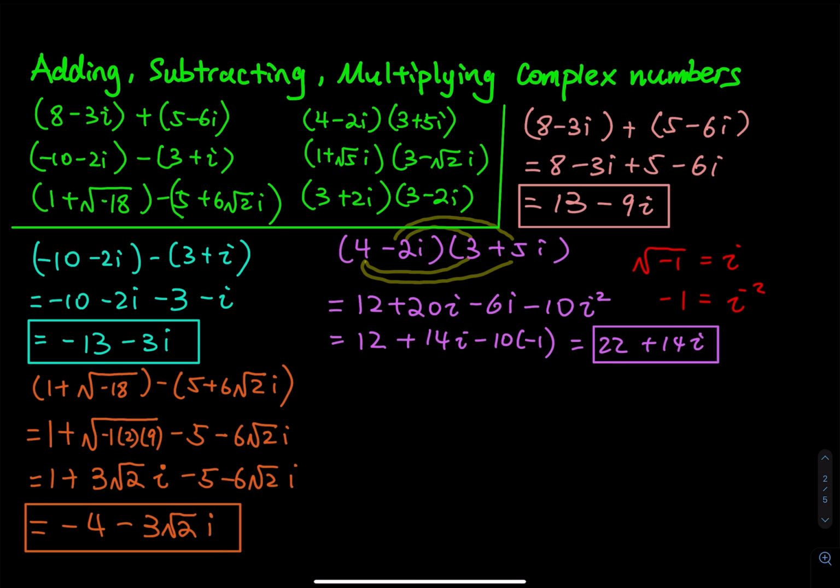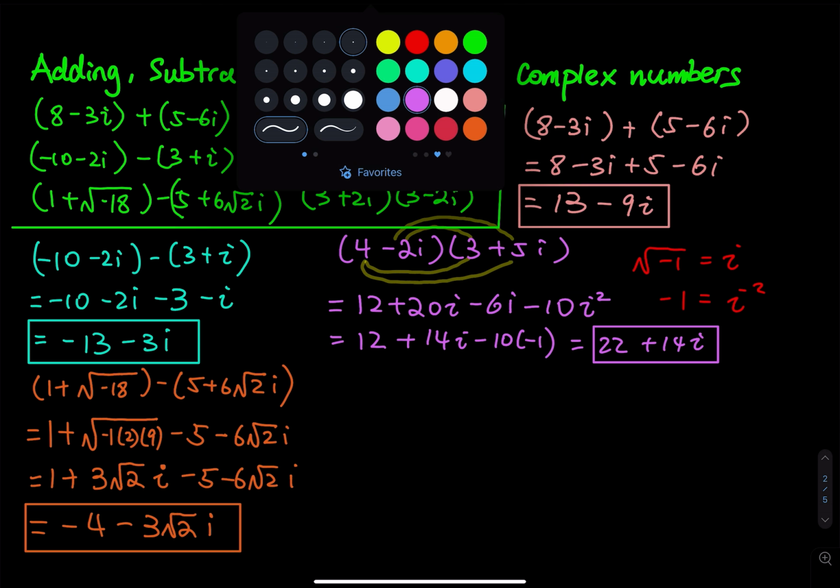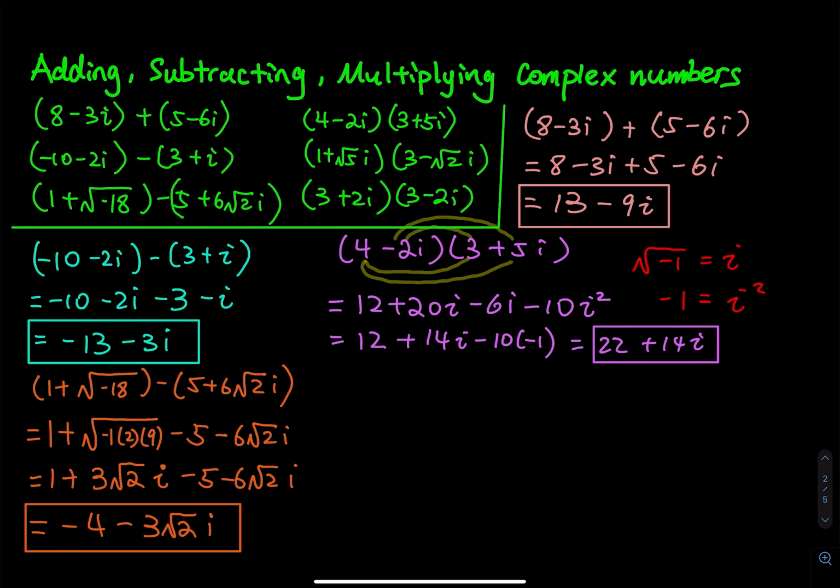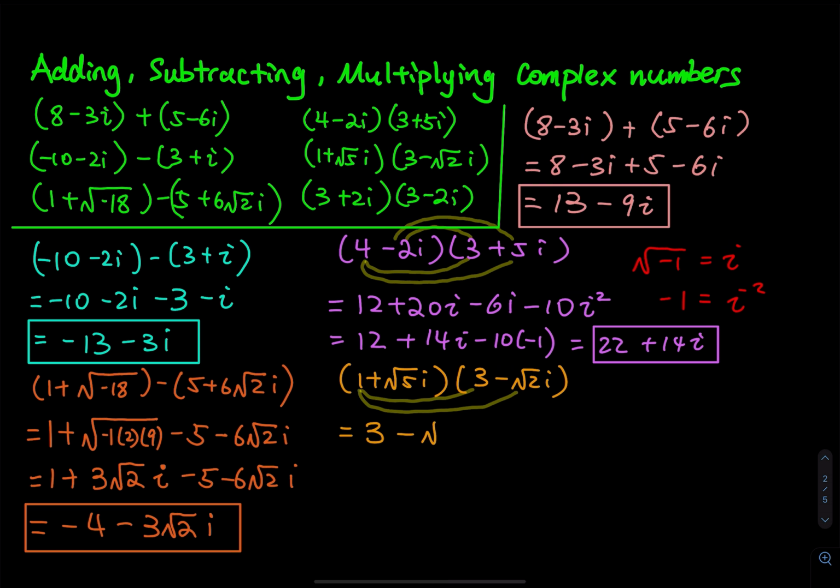That's the second one. And then the third one, you have a 1 plus... Let's use orange. You have a 1 plus root 5i, and then multiply 3 minus root 2i. Okay. 1 times 3. 1 times root 2. So you have a 3, and then minus root 2i.